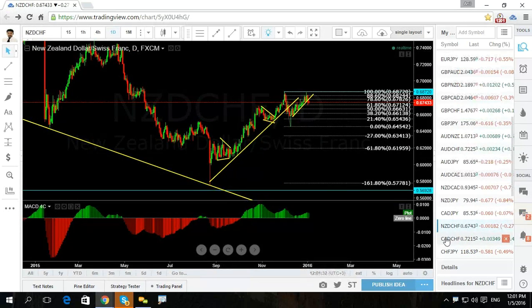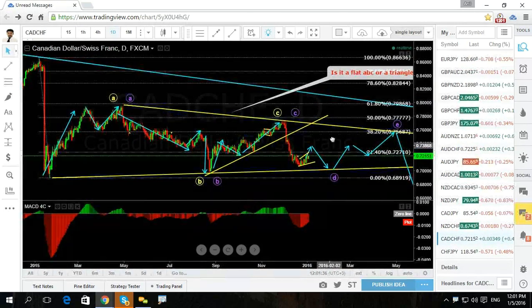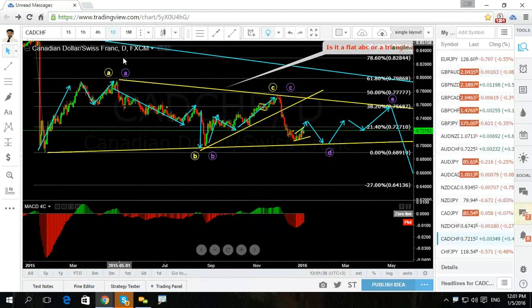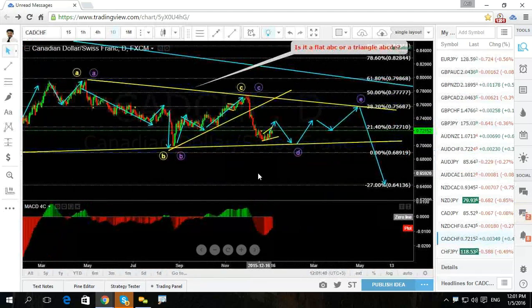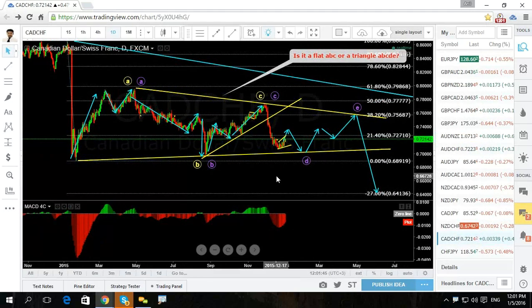Let's go. Cat Chief. Cat Chief, we're consolidating. The question was, what is going to happen to this? Is it an ABC or is it the ABCD? By the way, this is a wonderful pattern if you want to learn patterns. You can actually watch this pattern play out to that E wave and then drop, and you can sell it to that E wave. So right now we're in this consolidation.